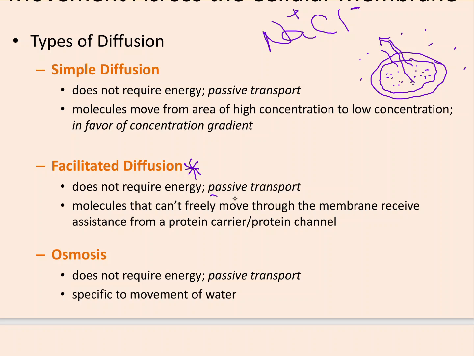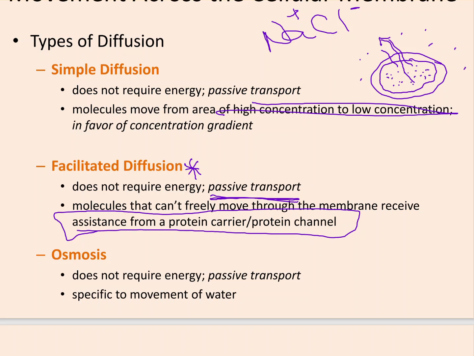It's still passive transport because it's not requiring energy. And it's still molecules moving freely in favor of their concentration gradient, from high concentration to low concentration, just like you had in simple diffusion. The only difference is now they'll need assistance from a protein carrier or protein channel to allow them to pass through. So the difference between simple and facilitated diffusion is one requires assistance, one does not. Both are passive, neither one requires energy to do it.